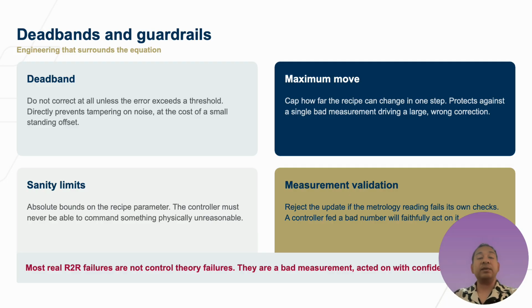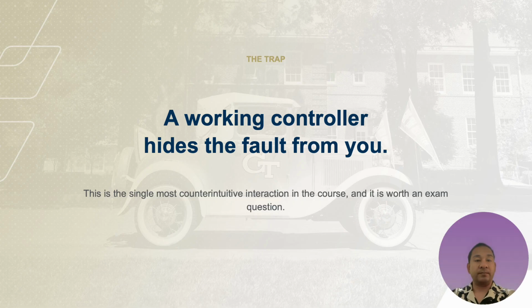Control is usually fine, nobody chooses a bad lambda. A working controller hides the fault from you. I want to spend a moment on why this is worth a slide on its own. Every instinct says the opposite. A controller keeps the output on target, and output on target means the process is healthy. A flat control chart is good news.